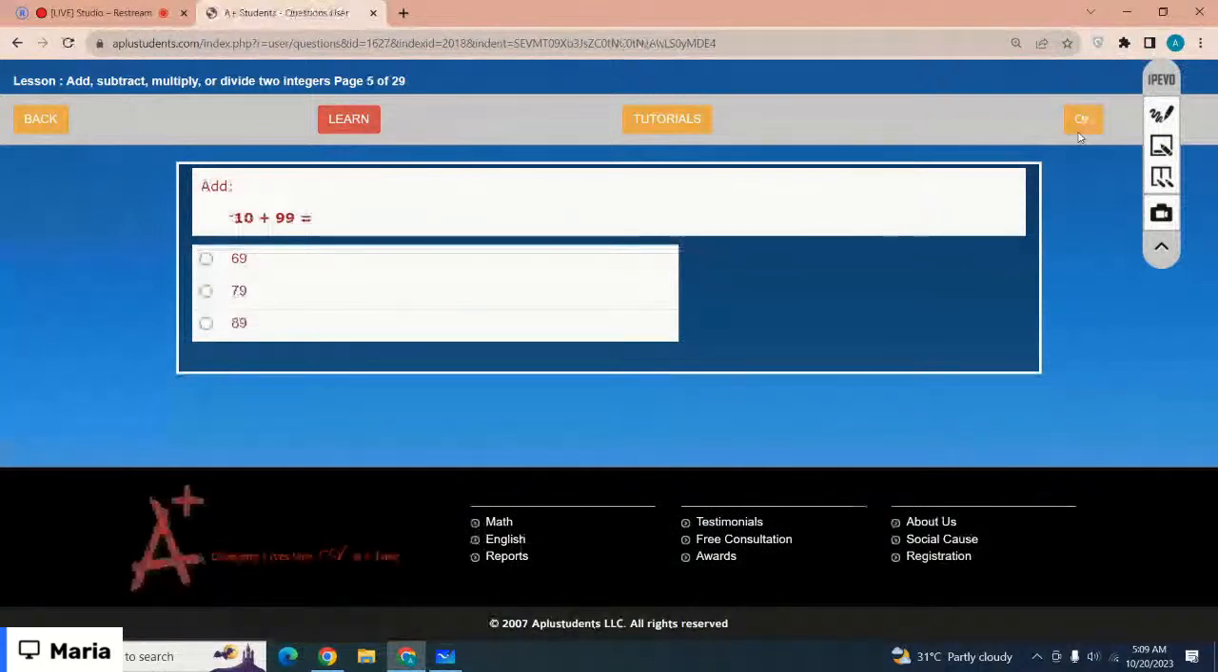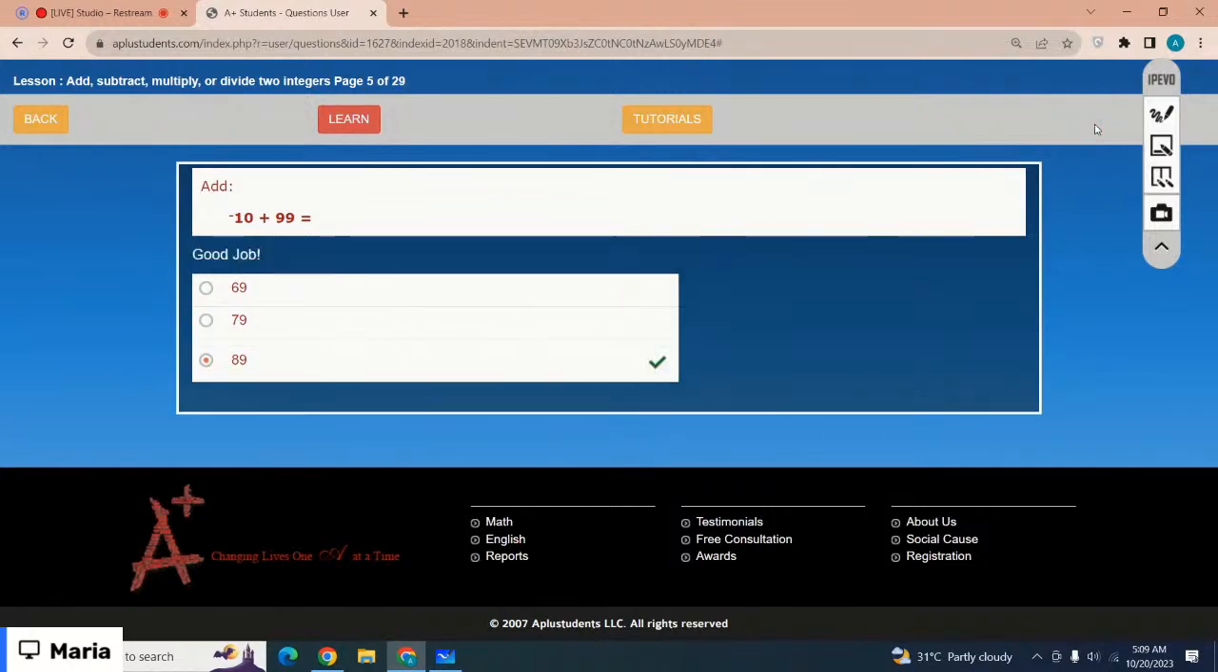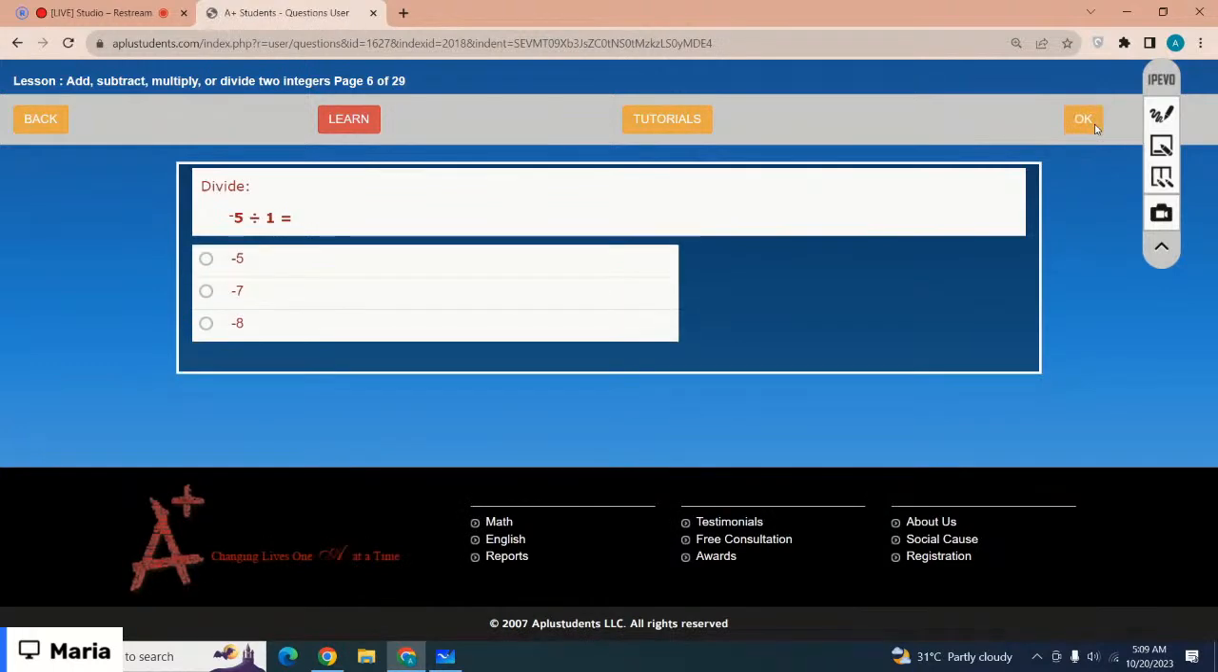Negative 10 plus 99. Yes, that is negative 10 plus 99 is 89. The correct option is 89. Negative 5 divided by 1, which is the correct option.